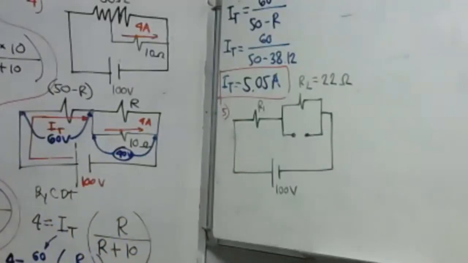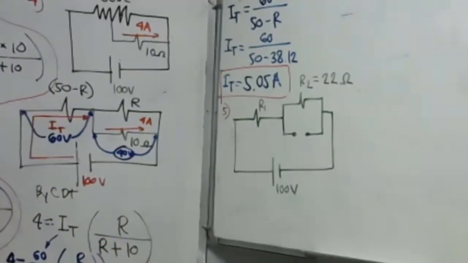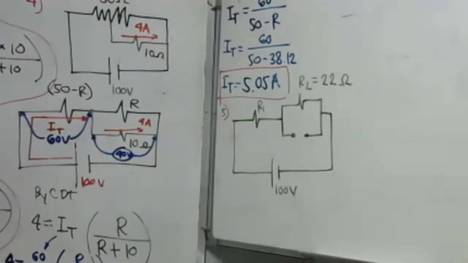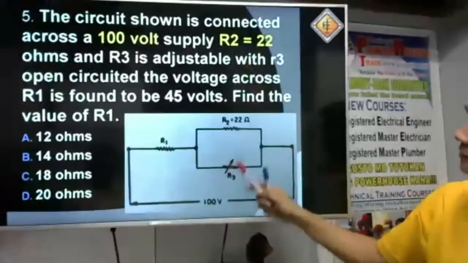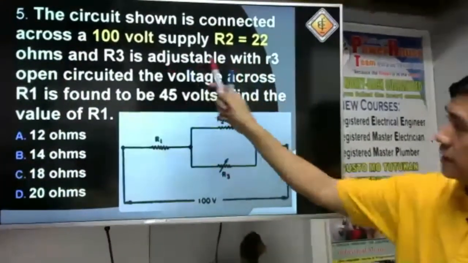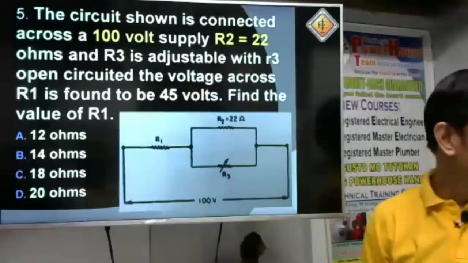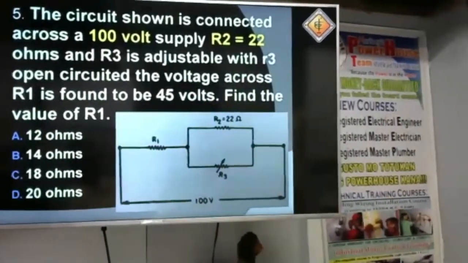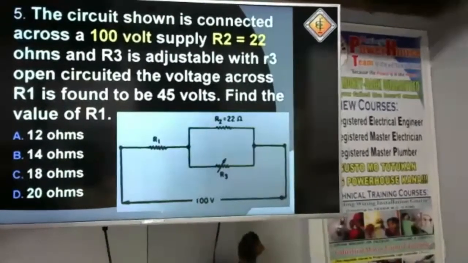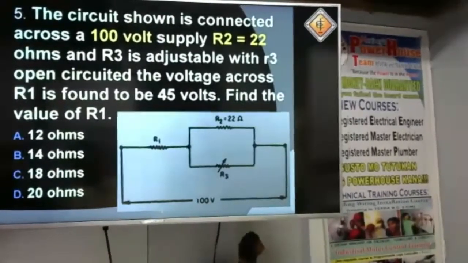Okay, again. R3, it says in the problem. Let's go back again here. R3 is adjustable. With R3 open circuited, so I already removed our R3, the voltage across R1 is found to be 45 volts.